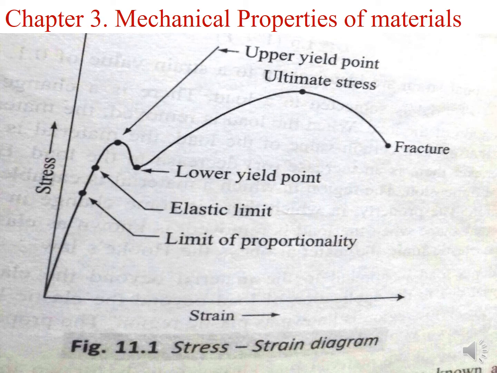Chapter 3 is about mechanical properties of materials, and you are seeing the graph of stress versus strain for a material. You know, stress is force per unit area applied on the body, and strain is the change produced in the body. For every material, if you plot a graph of stress versus strain, the graph will be of this kind. In the beginning, it will be up to the elastic limit. There is a linear change of strain with respect to stress.